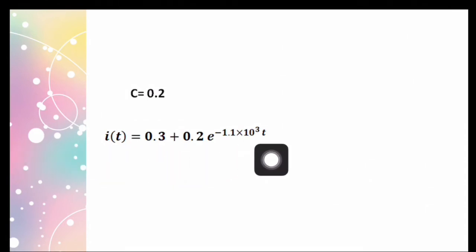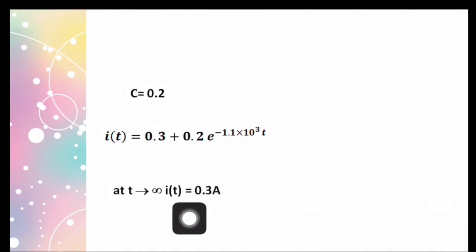Hope you remember in the question we are asked to find out value of I of t at t tends to infinity. When we apply t tends to infinity to this particular equation, we get I of t as 0.3 amperes. Thus, our answer is 0.3 amperes. Hope it is clear. Moving on to next question.